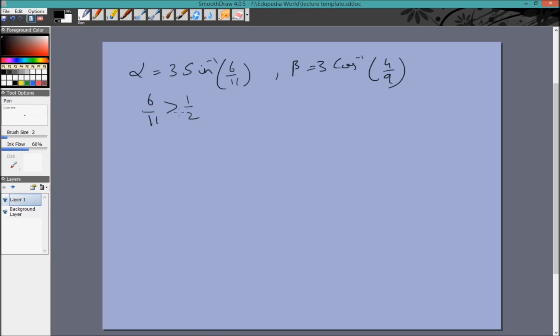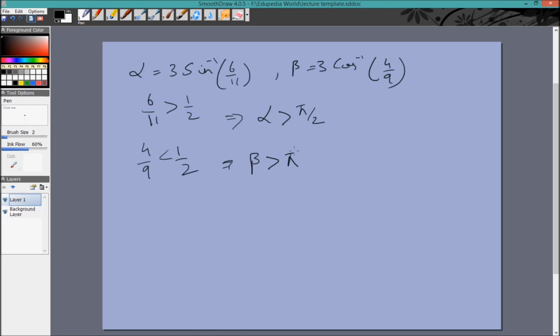6 by 11 is actually slightly greater than half, right? That means sine inverse 6 by 11 will be slightly greater than pi by 6. So that means alpha is slightly greater than pi by 2, right? Similarly, 4 by 9 is slightly less than half. So cos inverse 4 by 9 is slightly greater than pi by 3, right? So that means beta is slightly greater than pi.